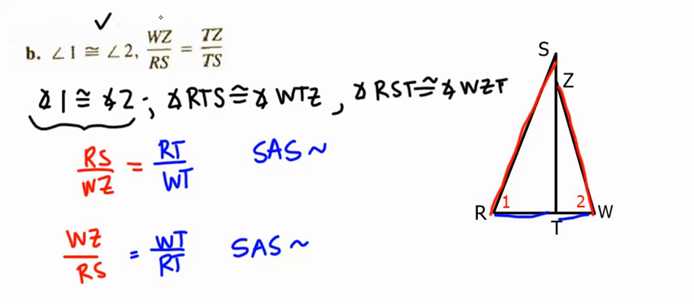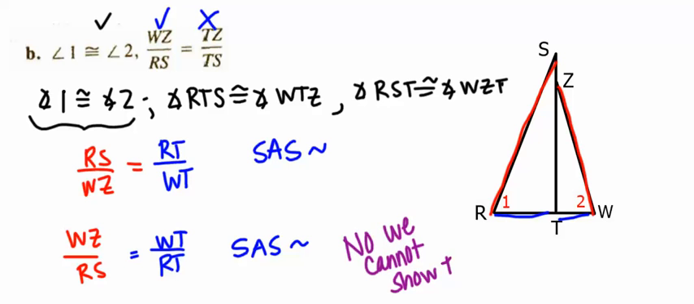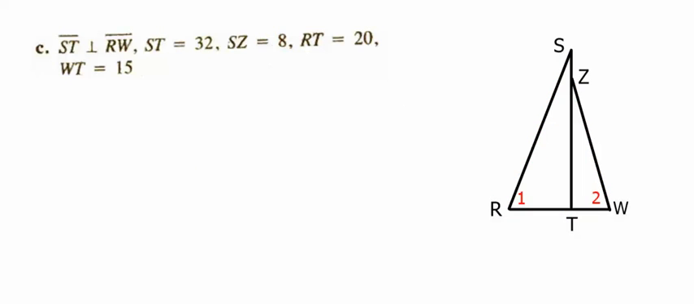We've got RS and WZ, but we don't have the other included side. So they're giving us the opposite side, and that is not going to work. So no, we cannot prove that these triangles are similar. Okay, I'll let you try the last one. Go ahead and press pause, and when you're ready to see the answer, press play.